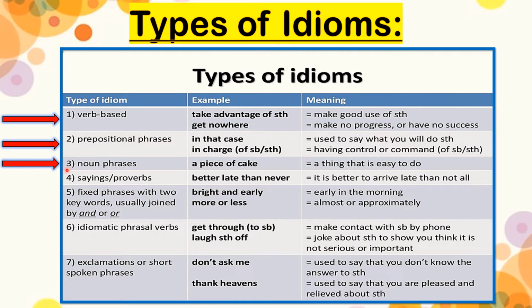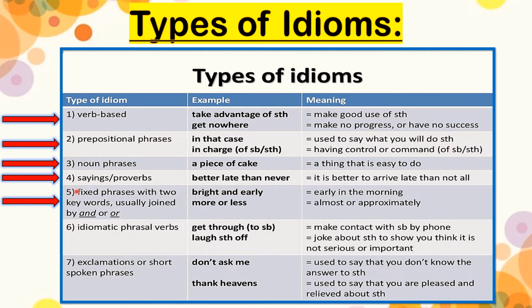Number 3 is noun phrases. Example, a piece of cake, meaning a thing that is easy to do. Number 4, saying proverbs. Example, better late than never, meaning it is better to arrive late than not at all.